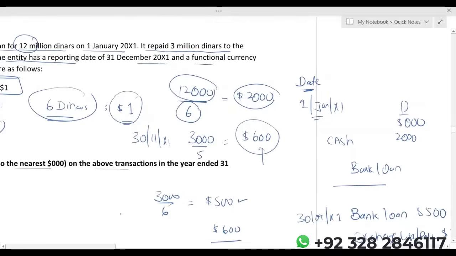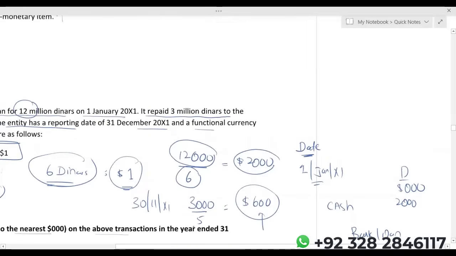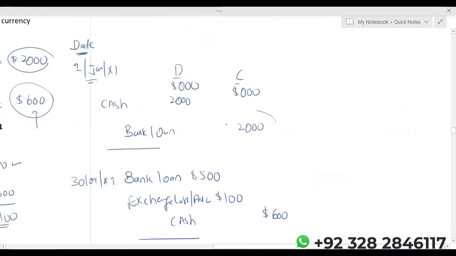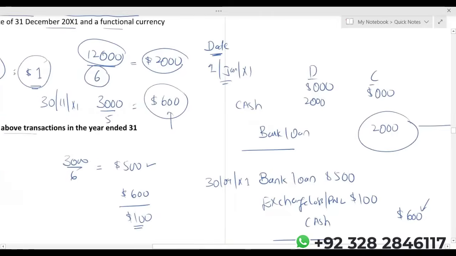Okay. There's another way also if you want to deal with it like this. Someone can say that out of 12,000, we have paid 3,000 dinars. So if I calculate a percentage, 3,000 divided by 12,000, it means 25% of the liability I have paid. By paying 25% of the liability, how much did we pay? $600. Now come here. This is your 100% liability. Out of this, you have paid 25%. If I take 25% of 2,000, it is $500. In order to pay the liability of $500, actually we are paying $600. So we have an exchange loss of $100. It is up to the student how the student wants to deal with that.